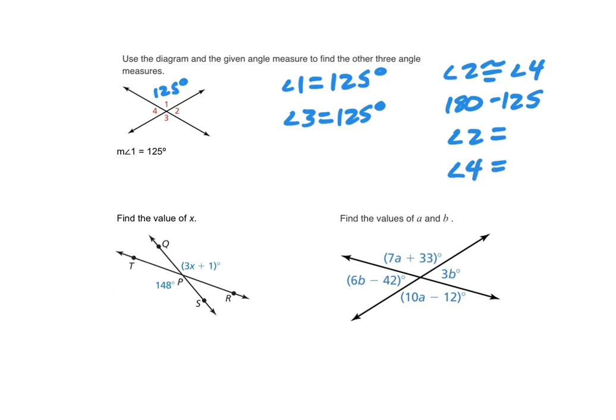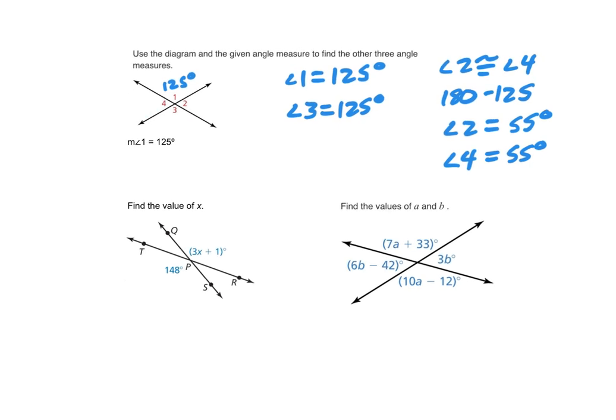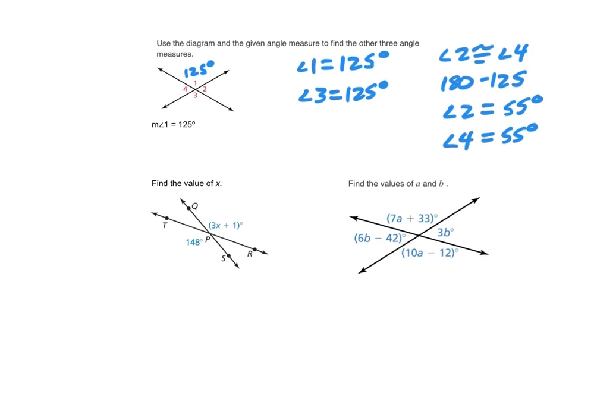So angle 2 and angle 4 both equal 55 degrees. Okay, pretty straightforward. If I know one, I should be able to find the other three.